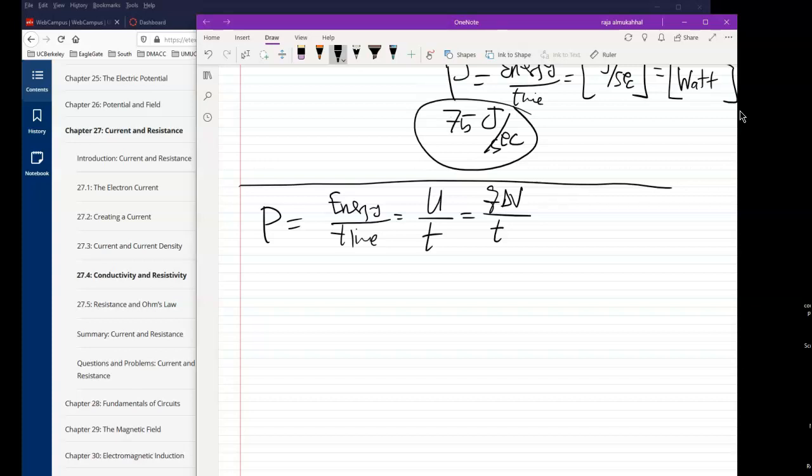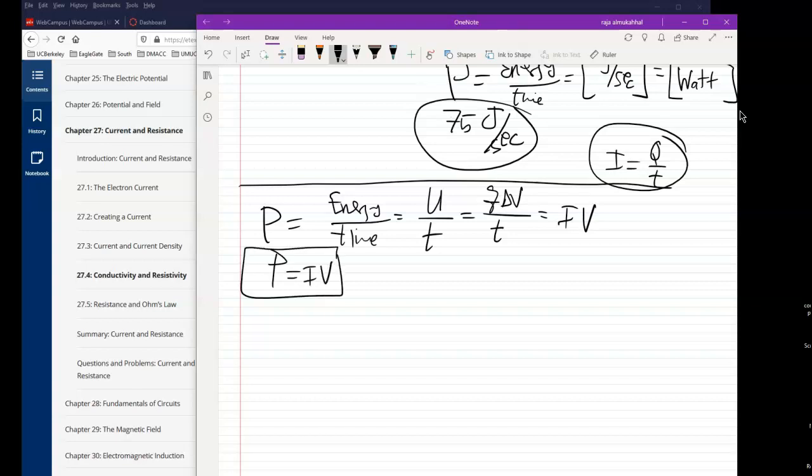Q over T is current. Remember, we defined current to be Q over T, just a few minutes ago. So that's basically IV. So power is really IV. That's one expression as far as our subject is concerned.